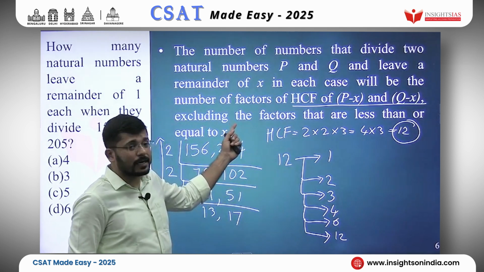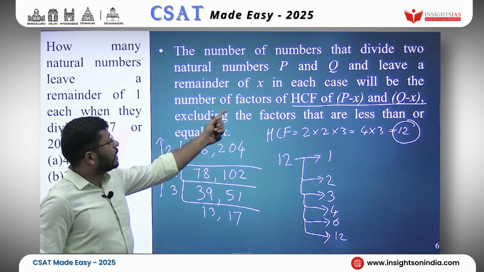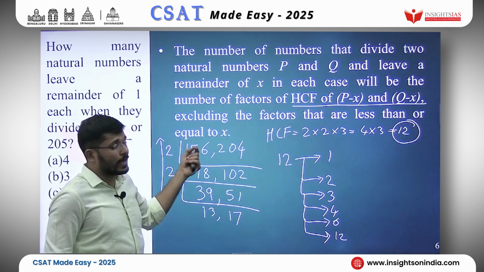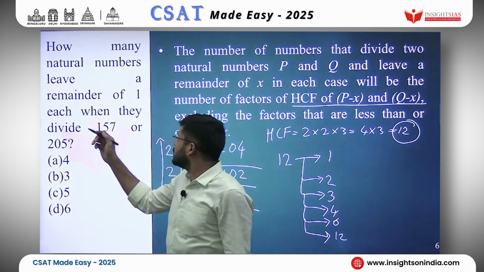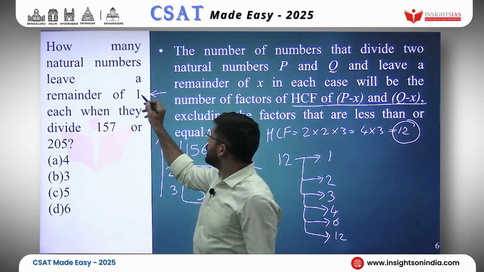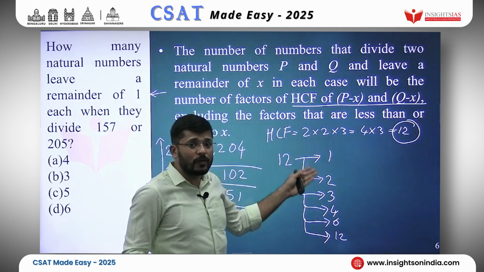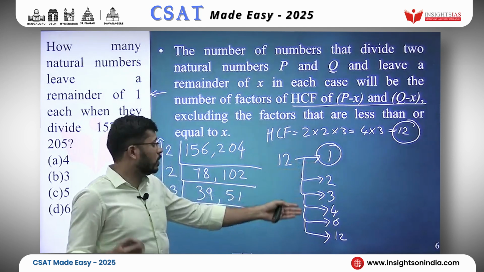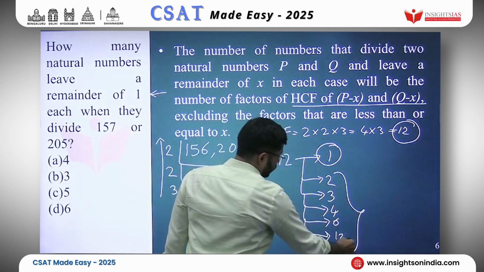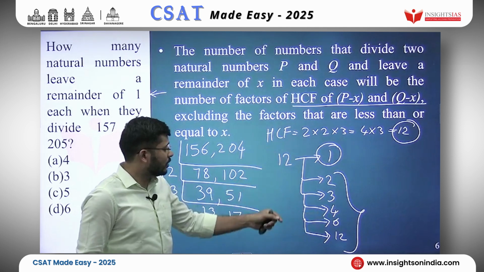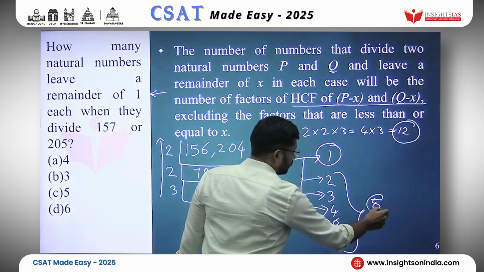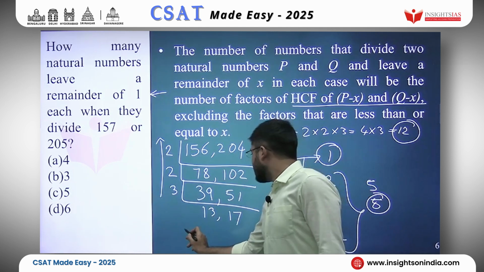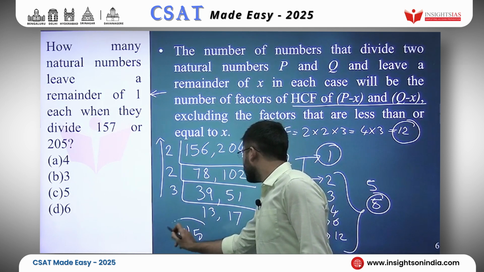No, because read the clause here: the number of factors of HCF excluding the factors that are less than or equal to x. In this case, what is x? In this case, x happens to be 1. So do we have any factors which is less than or equal to 1? Yes, we have 1. 1 is equal to 1. So we will count only the rest of them. How many factors does this HCF have? 5. So our answer will be option C, 5.